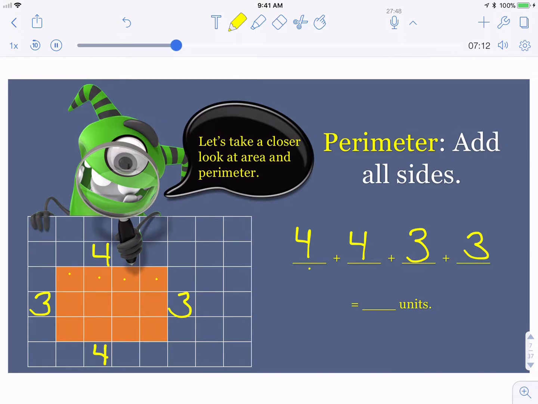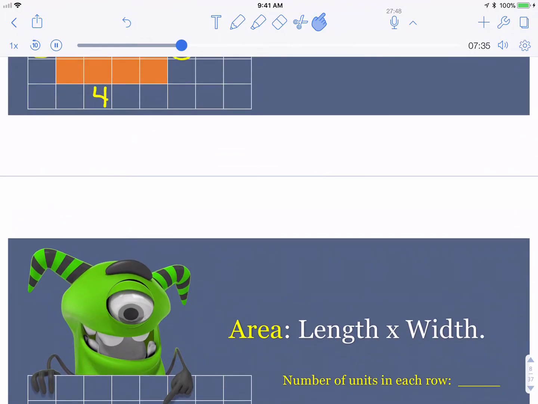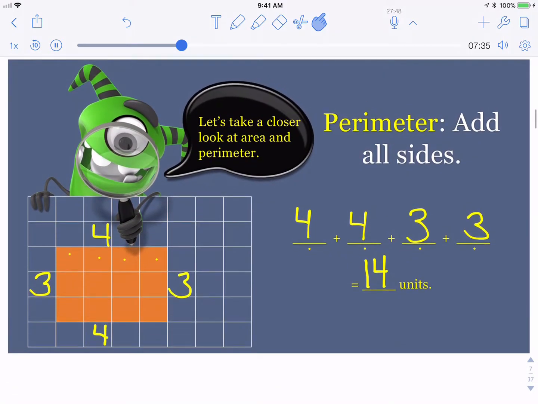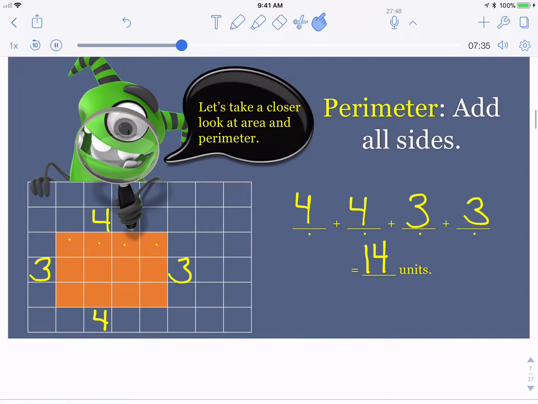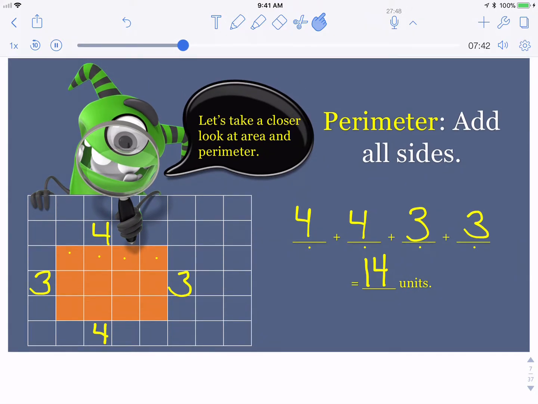4 plus 4 is 8. 8 plus 3 is 11. 11 plus 3 is 14. So the perimeter is 14 units. Now remember, to find the perimeter, you add all sides. And the perimeter is the sum, S-U-M, of all sides added together.